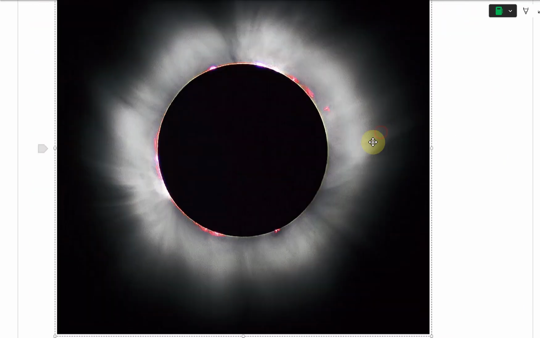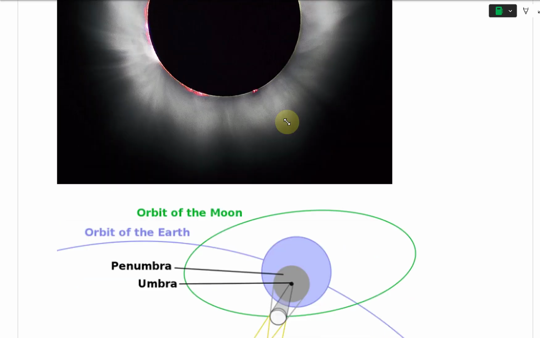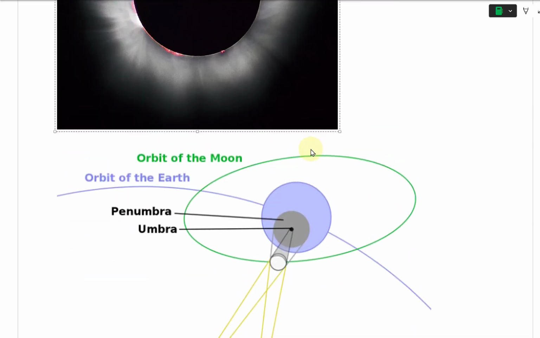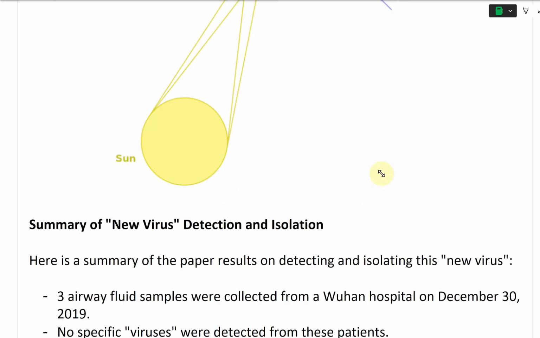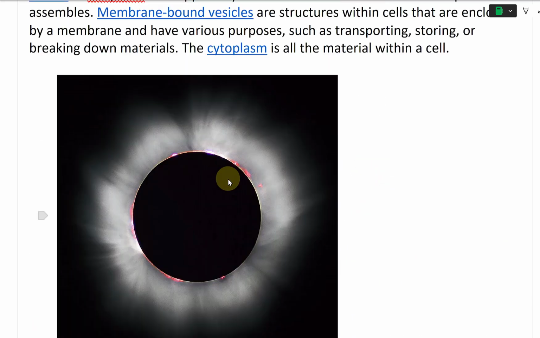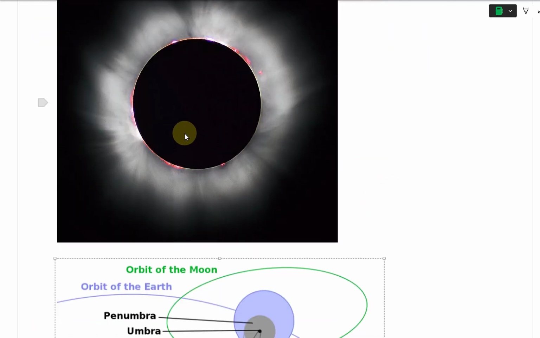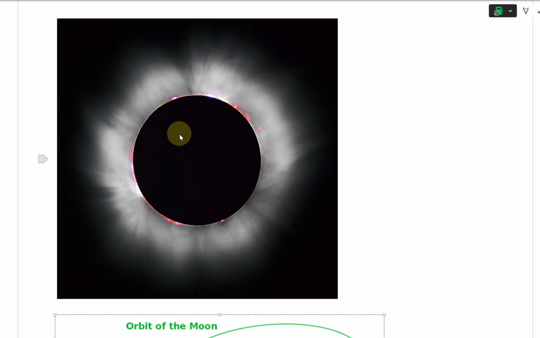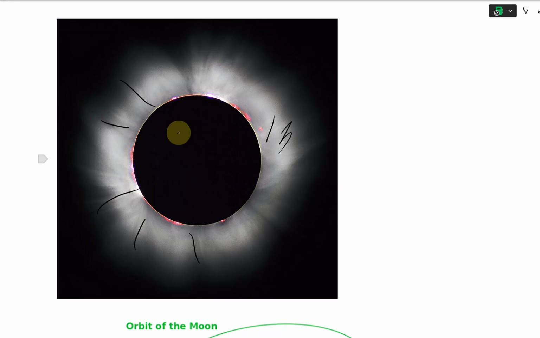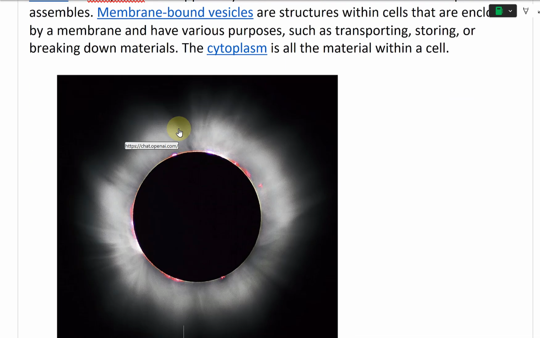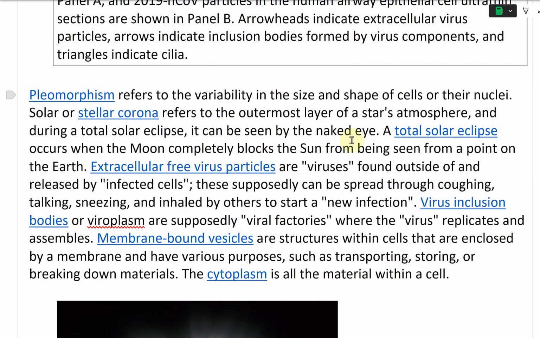And going further, here is a solar corona. Yes, the solar corona there. I didn't put any notes there. So this is the solar corona around the sun. This is when the moon blocks the sun, and now you have these rays. All of this stuff around it, the corona, around the sun there, that's visible to the naked eye, as stated here.